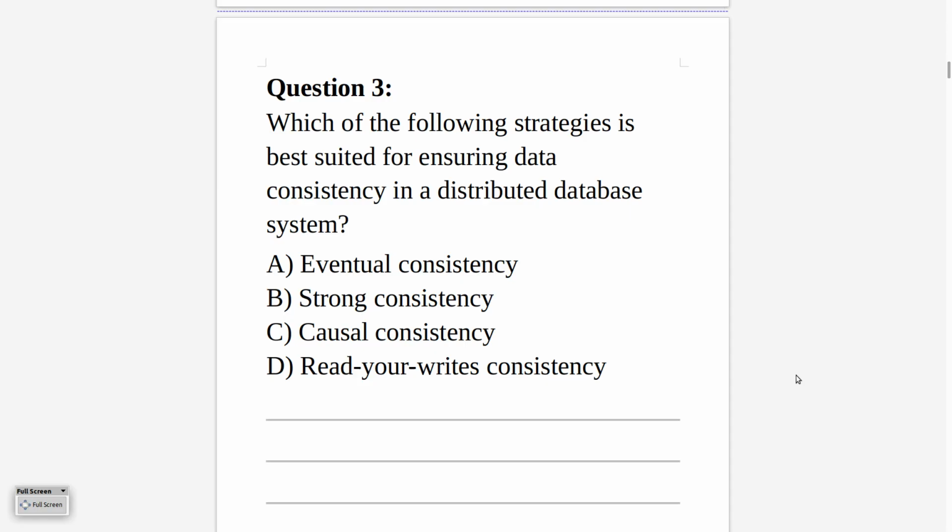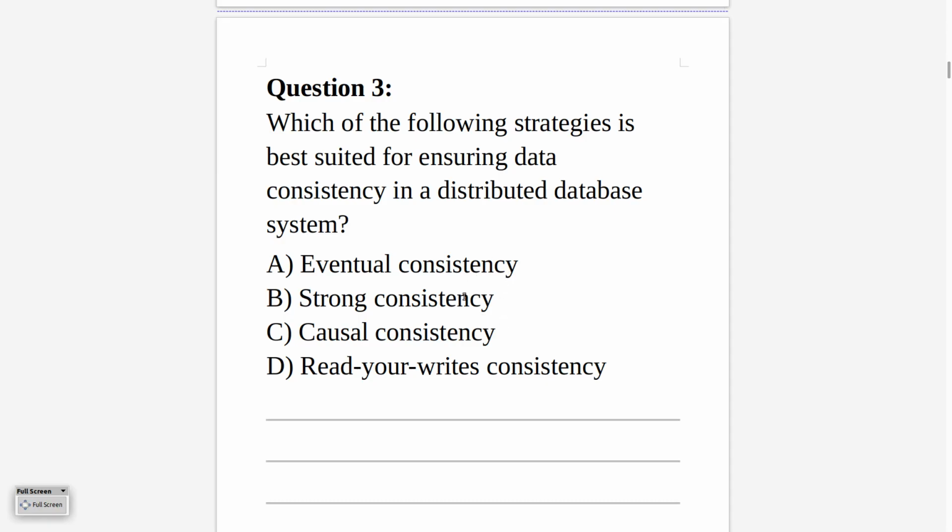Question 3: which of the following strategies is best suited for ensuring data consistency in a distributed database system? Is it eventual consistency, strong consistency, causal consistency, or read-your-writes consistency? I don't even know what C and D are. I am aware of what A and B are.